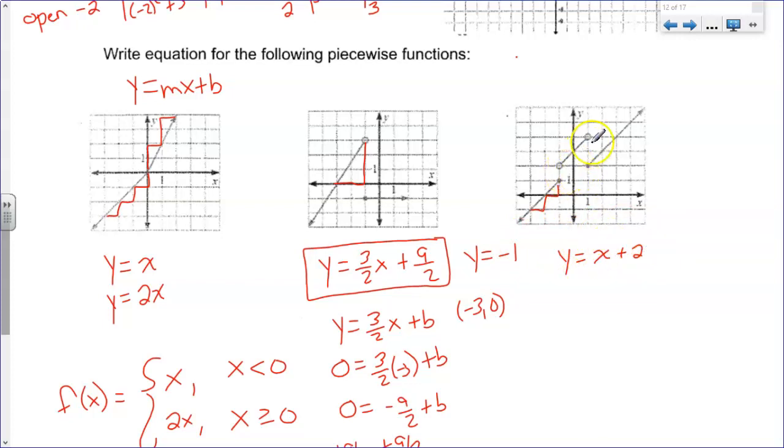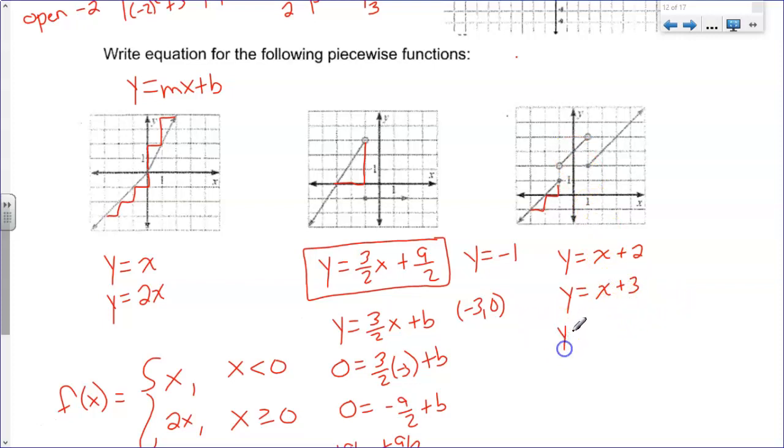Okay. Then we're going to look at the second one here. What is the slope there? Again, it's +1. And then my y-intercept, 1, 2, 3. So that's going to be +3.